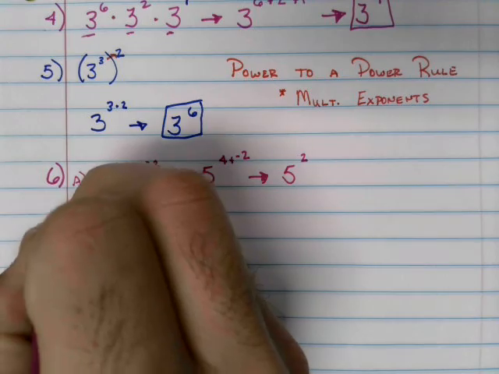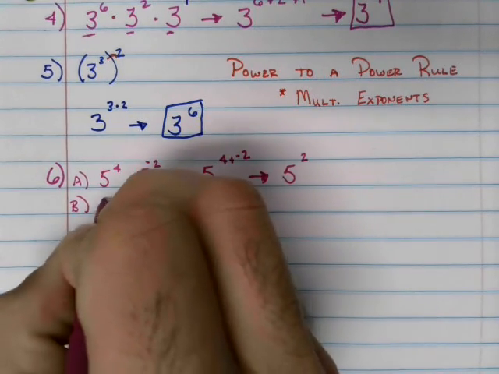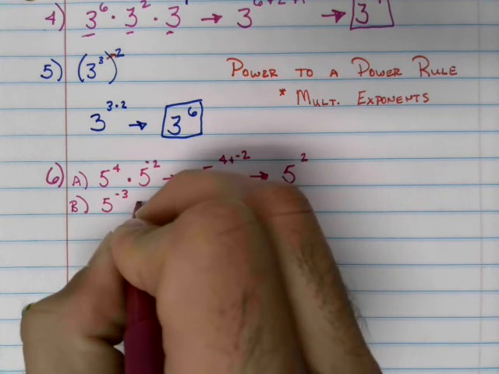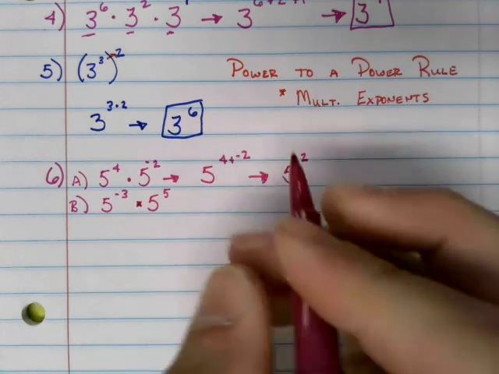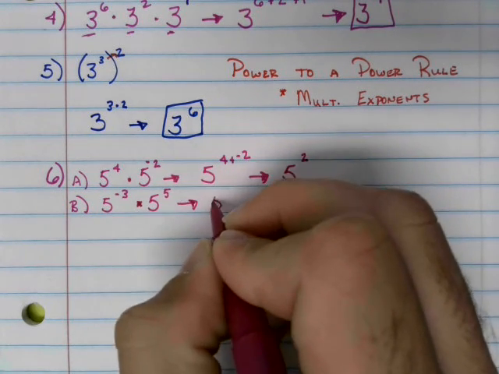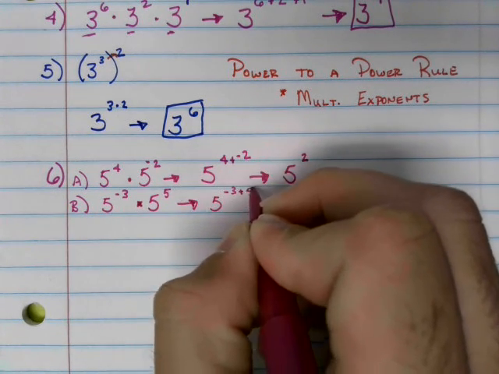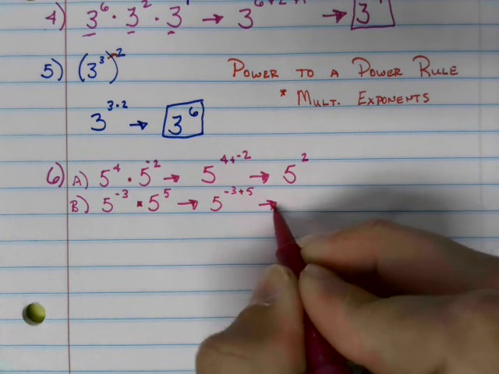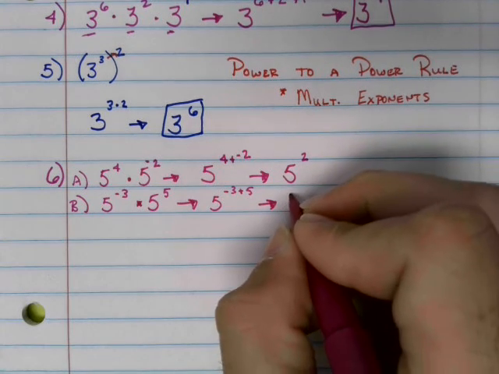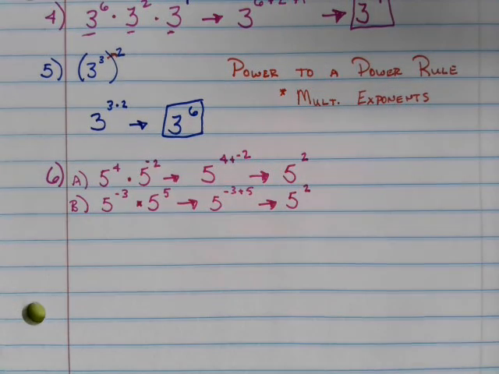So look at B. We have 5 to the negative 3 times 5 to the 5th. Again, product rule because we're doing multiplication. We have 5 to the negative 3 plus 5. What's negative 3 plus 5? It's the same as 5 minus 3, which is 2. So that would also be 5 squared.